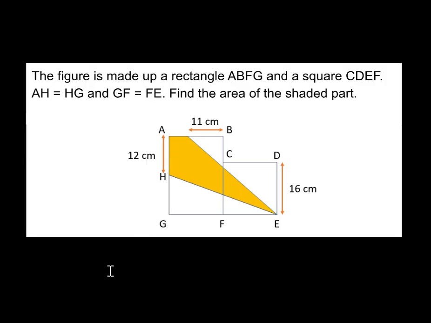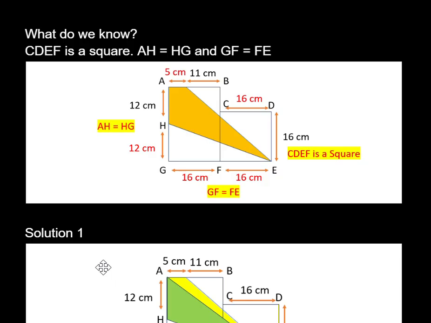Okay, so let's solve the problem now. First thing is, what do we know from the question itself? We know that CDEF is a square, which means that if this is 16, this is also 16, this is also 16. Okay, next we know that AH is equal to HG, which means that AH is 12 cm, HG is also 12 cm. So total here from A to G is 24 cm.